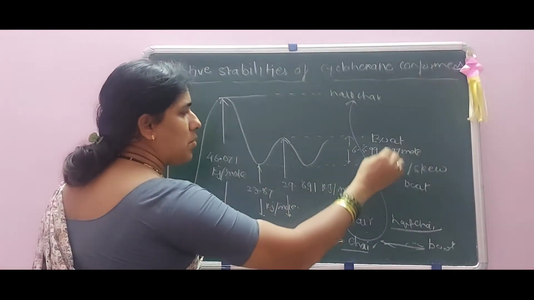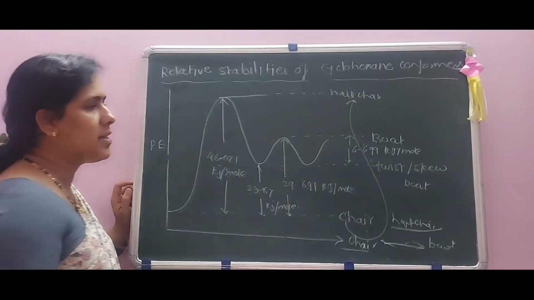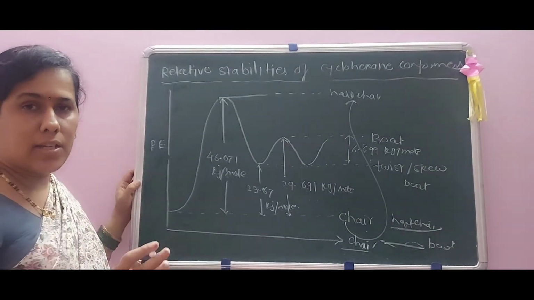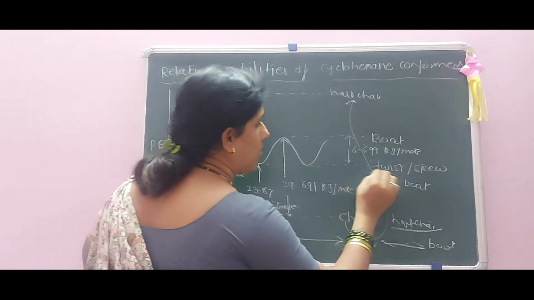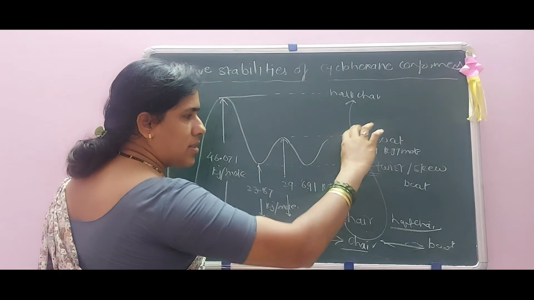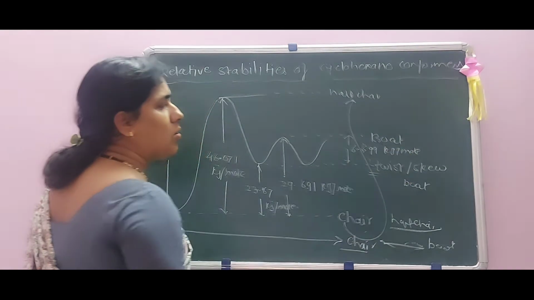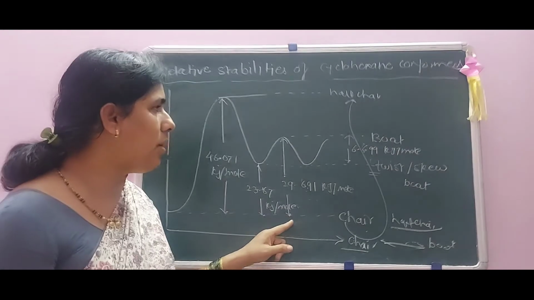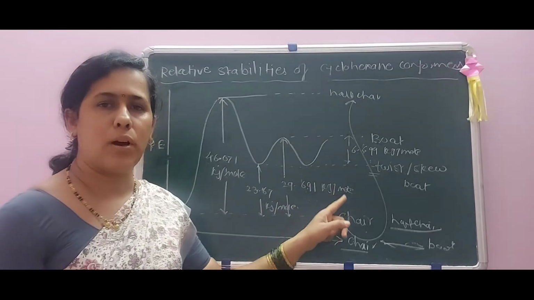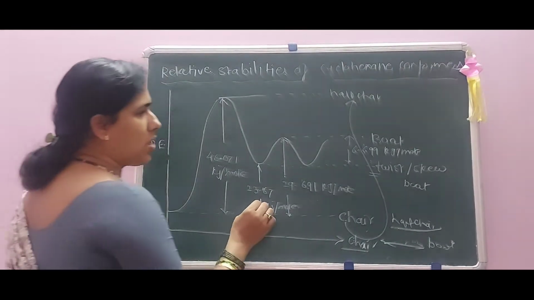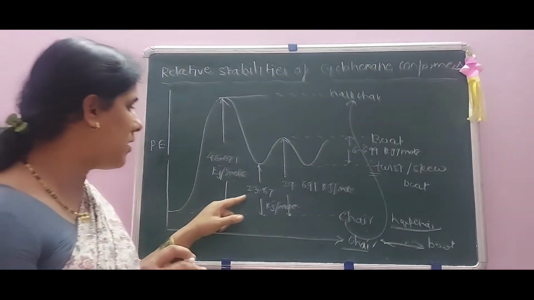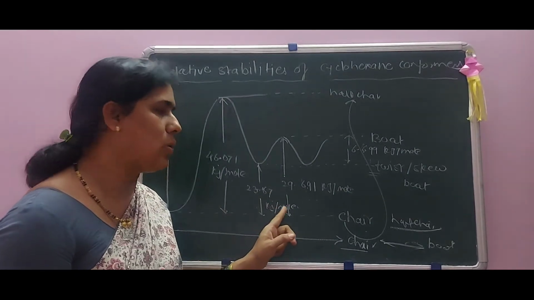Now, between the twist boat and boat form, which is the stable one? The twist boat has less steric strain along with a bond opposition state. Therefore, this form is more stable than the boat form. The difference here is 6.699 kilojoule per mole. But from the chair form to the boat form, what is the difference? That is equal to 29.691 kilojoule per mole. And what is chair to twist boat? This again is a very low potential energy barrier, equal to 23.67 kilojoule per mole.